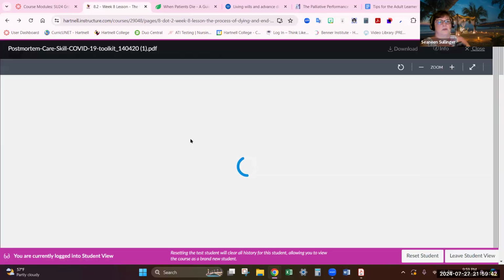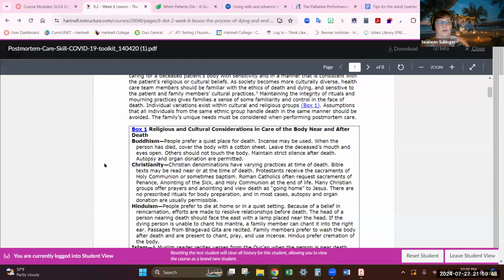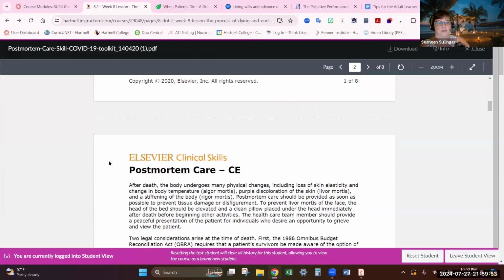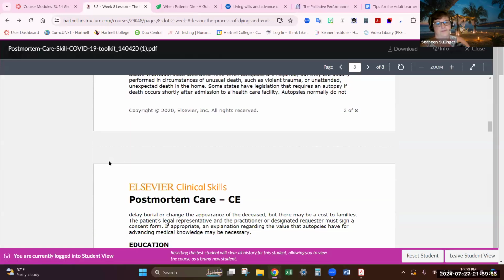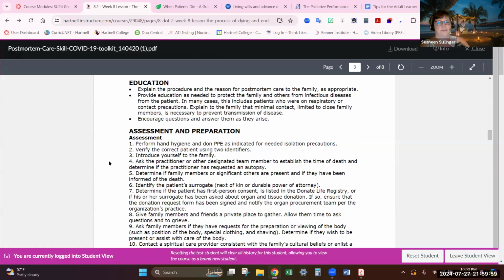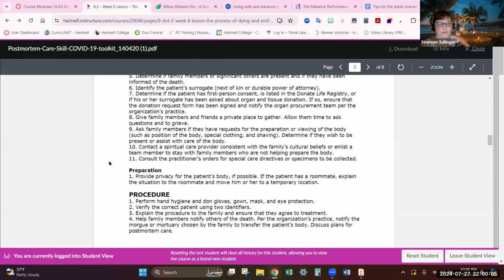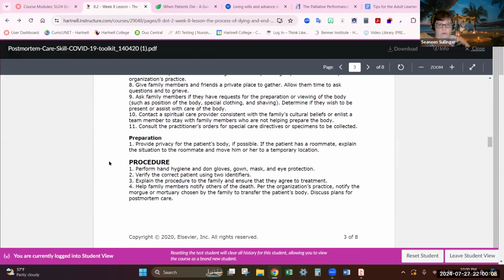postmortem care. This one is from COVID, but it's a toolkit. It takes into account cultural considerations of how to prepare a body or things to expect, and how to make sure it's the right patient, and you might do a bath or clean the body. And then you will wrap them in a sheet and then put them in a body bag. It's a little different for children or infants. They're usually wrapped in a sheet and then taken down to the morgue, or the mortuary hopefully can come and take them from the unit.